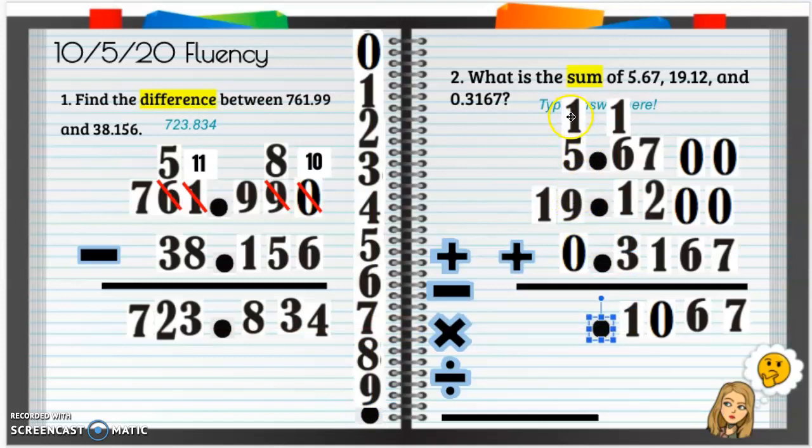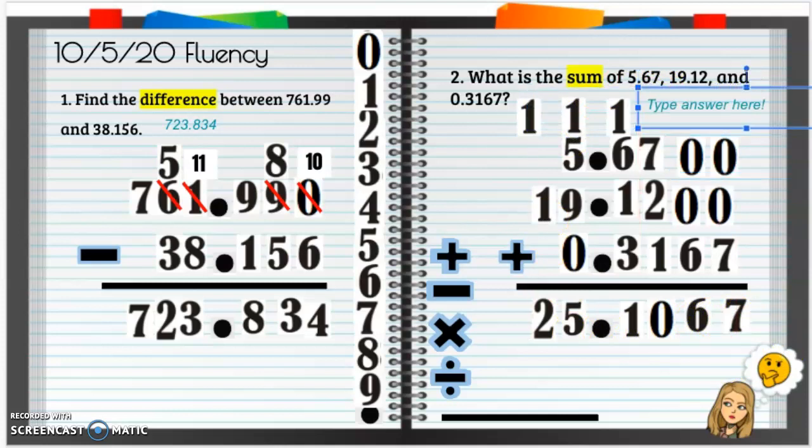9 plus 1 is going to be 10, plus that 5 is going to be 15. And then when we carry that up here, we have 1 plus 1, which is going to be 2. So our answer is 25 and 1,067 ten thousandths. So that is our answer. We can type it in over here. Or you can circle your answer, or you can leave it like that. That is fine as well. And that is your answer.